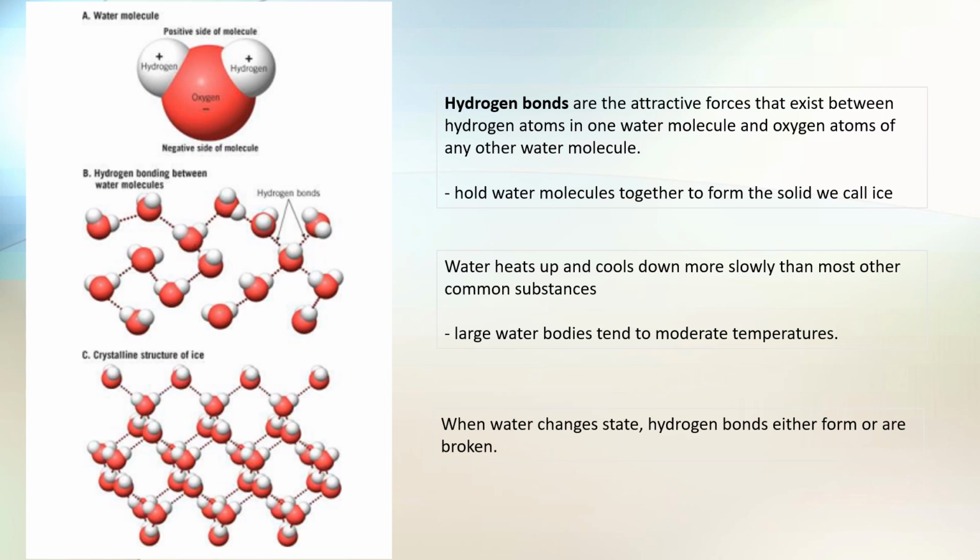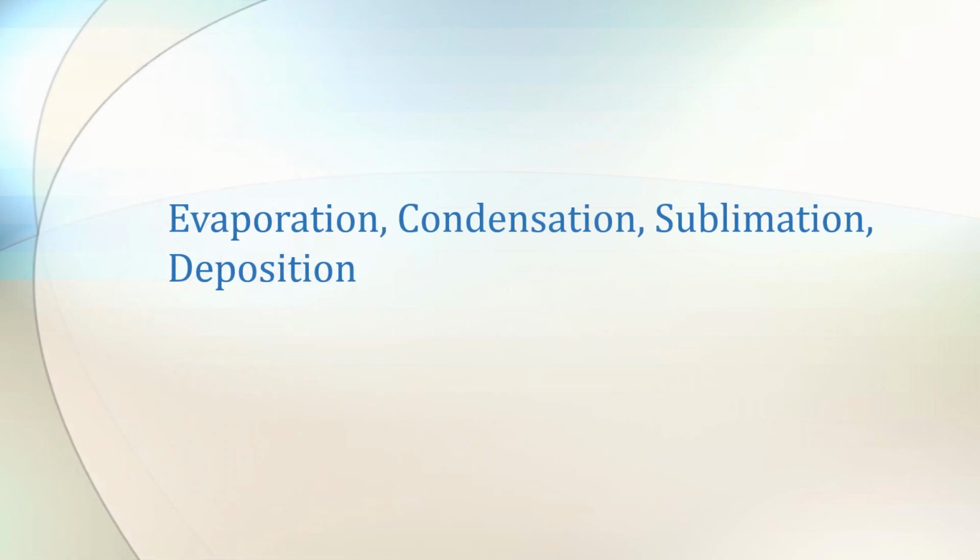And when water changes state, the hydrogen bonds either form or are broken. So it's not just breaking the hydrogen bonds, but also forming hydrogen bonds when it changes from one state to another. Now we're going to proceed to the processes of changing the state of water: evaporation, condensation, sublimation, and deposition.